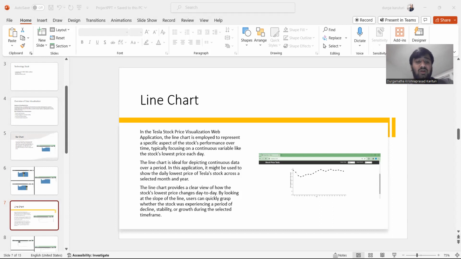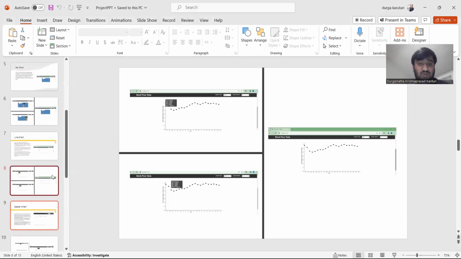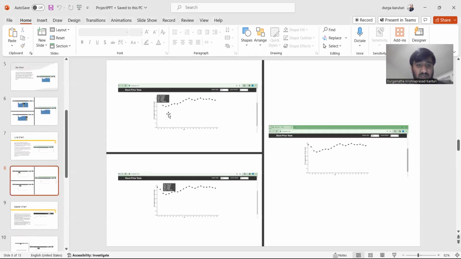These points are plotted on a two-dimensional graph where the x-axis typically represents time and the y-axis represents the stock prices. The individual data points are connected with a line, creating a visual flow that makes it easy to track changes in the stock price over time. This line helps in identifying trends, such as whether the stock is generally trending upward or downward. You can see the images here.